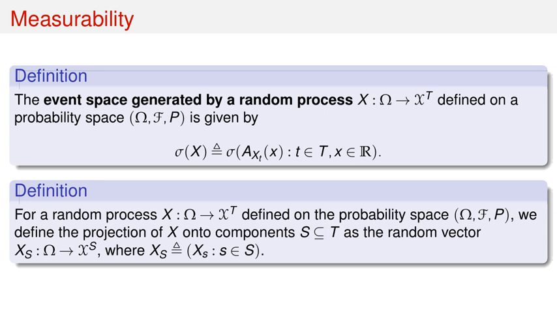We can also define the projection of the random process X onto a subset of its components. If S is a subset of the index set T, then X_S is a random vector mapping from Ω to 𝒳^S, where X_S is simply the collection X_s for s in S.